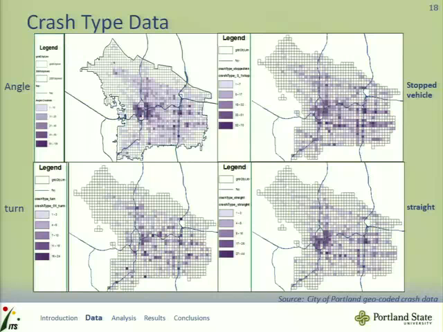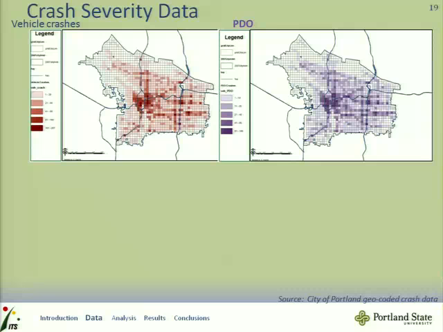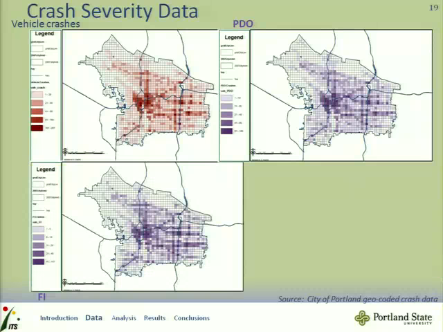The turning crashes have a little bit different pattern. So different distributions for different types of crashes. Also looking at the crashes by severity. Again, the vehicle crashes, you saw that bigger before, but I wanted to include it so you could contrast it to the property damage only. Well, that was 60% of the crashes. So not surprisingly, we see a similar spatial pattern.